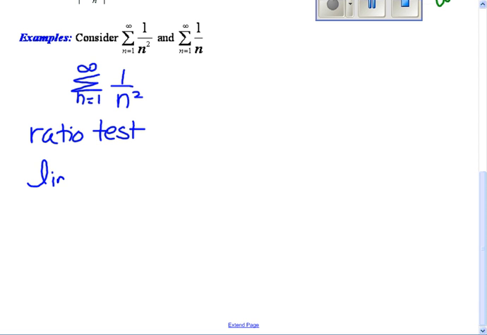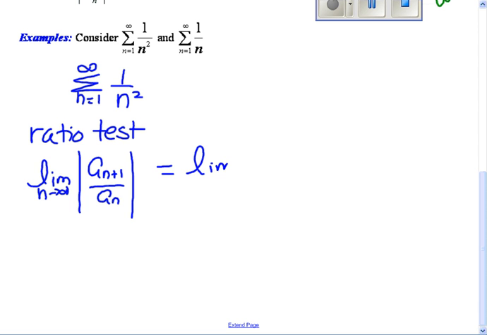And here's the problem with this one. It's the limit of the absolute value of a sub n plus 1 over a sub n. Like I said, you do this with the factorials. For these powers, no, I use the p-series. You're right. I mean, I know that this one, I understand that. I'm showing you how to use the ratio test. And what happens to the ratio test in this situation?